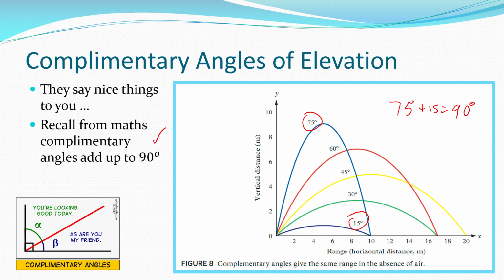Why is this significant to us? Because they have the same range. If you look at that graph there, the 75 and the 15 are complementary and they both have a horizontal range of 10 meters. The 60 and the 30 degrees do exactly the same thing. One spends a lot longer in the air and has a much longer time of flight, but the horizontal range will still be the same thing. So you just remember that. Complementary angles will have the same range and a complementary angle will add up to 90 degrees.